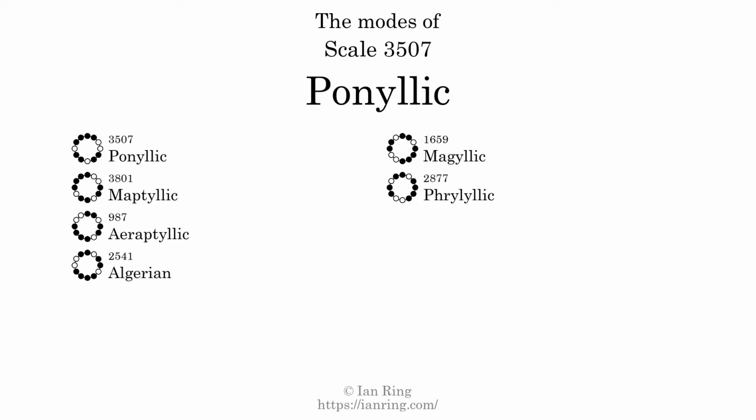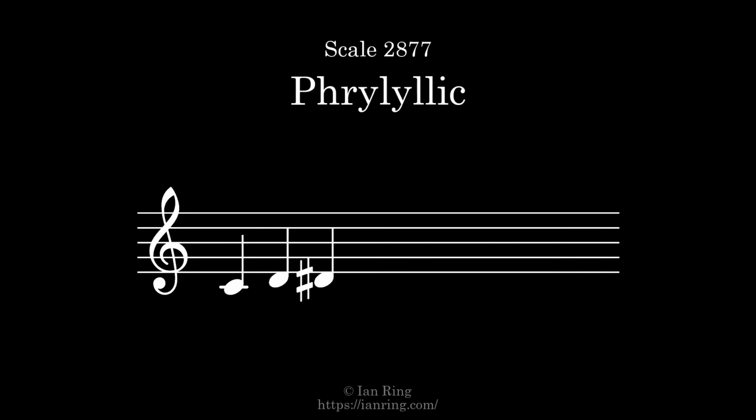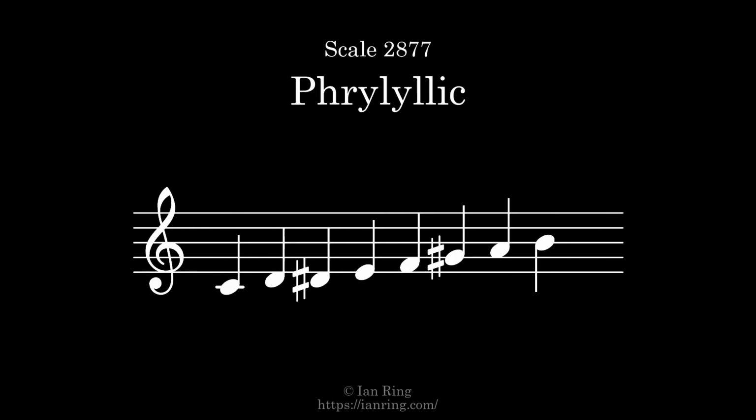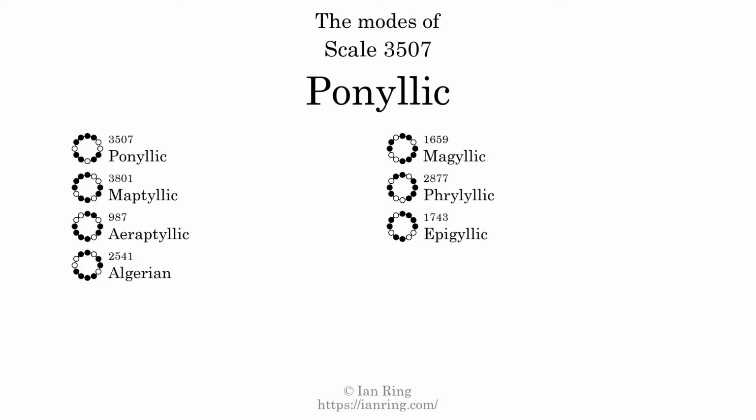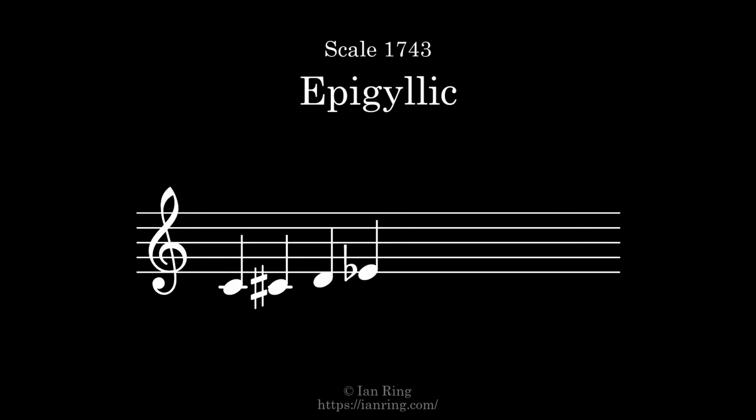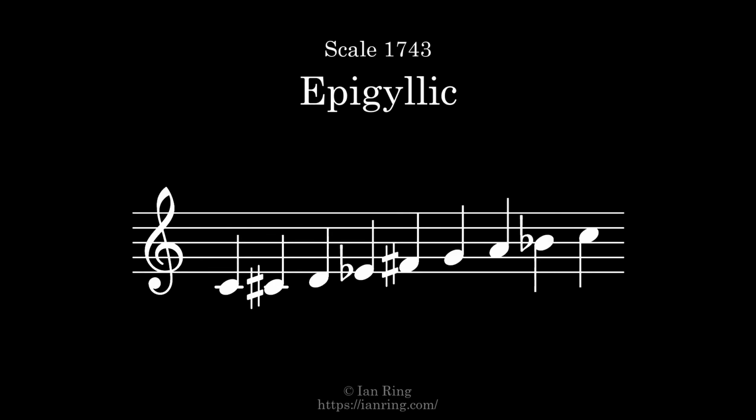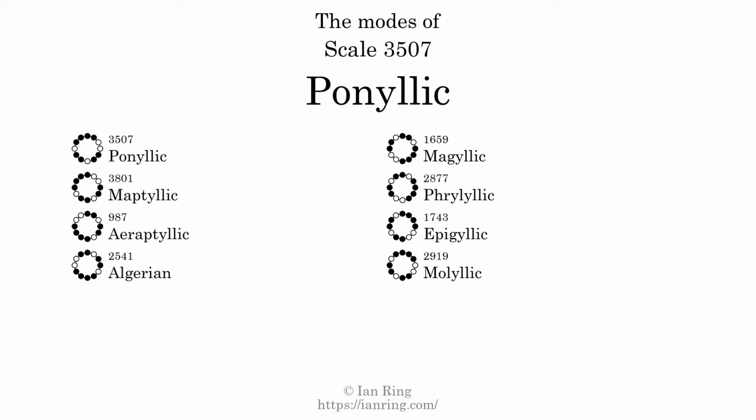The sixth mode is scale 2877, also known as Ponyllic. It sounds like this. The seventh mode is scale 1743, also known as Ponyllic. It sounds like this. The eighth and last mode is scale 2919, also known as Ponyllic. It sounds like this.